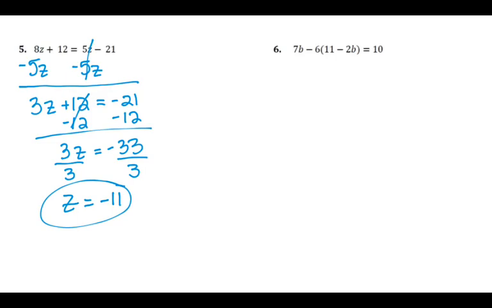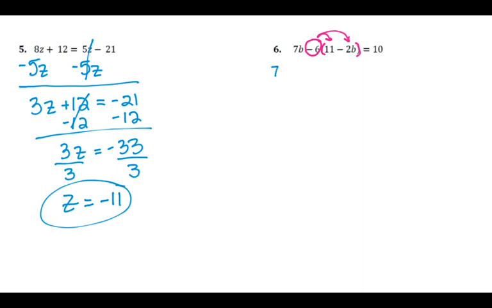Okay, number 6. So number 6, I have this grouping over here. I have my set of parentheses. So anytime you have a set of parentheses, what you want to do is you want to work through that distributive property. Now what you are distributing into the parentheses is not just a 6. You're actually going to distribute a negative 6. So please make sure if you have a minus in front of your parentheses, you are distributing that as well.